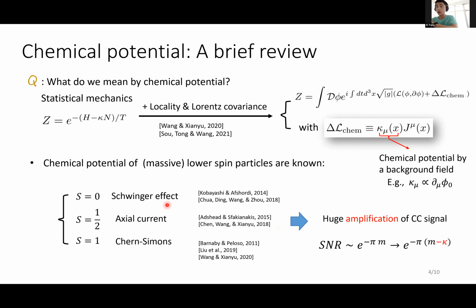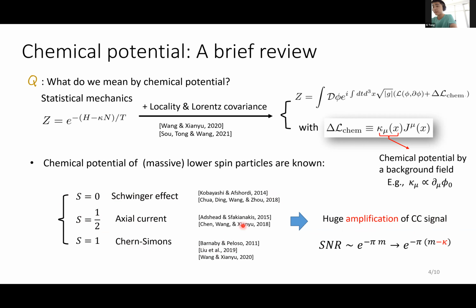The chemical potential of massive lower spin particles is well studied in the literature. For instance, the spin 0 particle has a chemical potential which corresponds to the Schwinger effect. For spin 1/2 particles, this is the actual current. And for massive spin 1, this is the Chern-Simons term in the Lagrangian.